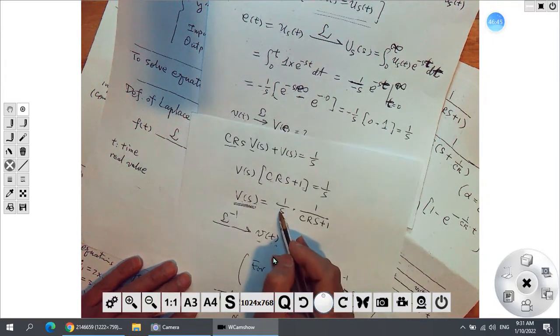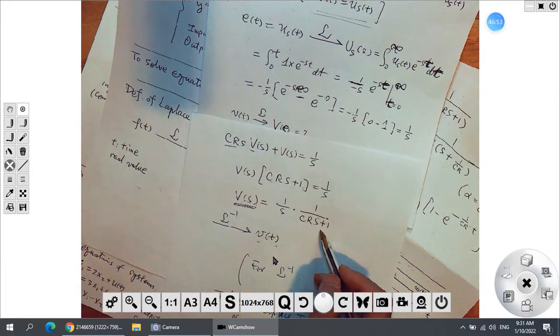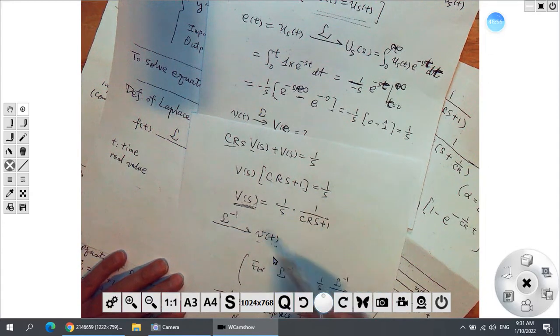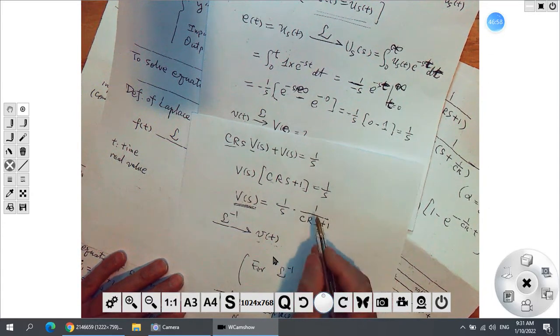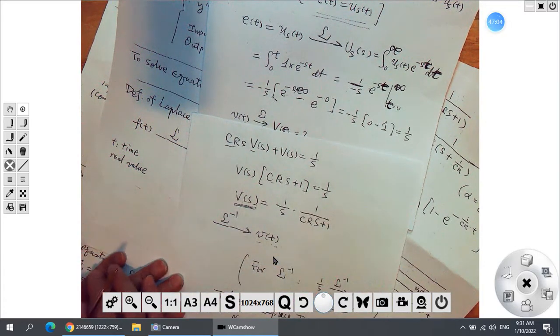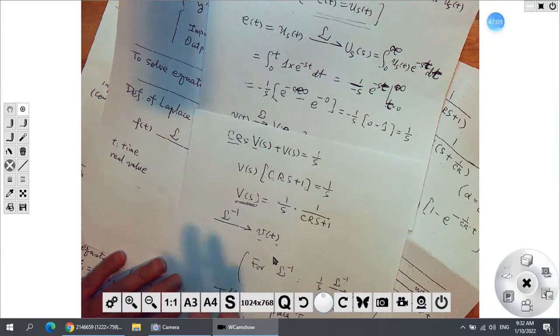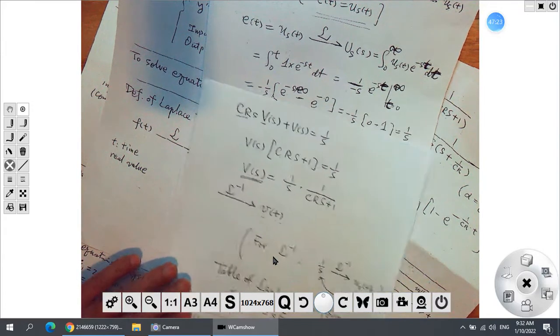You go to the table and try to find this one. If you can find it, then you can have the solution just based on the table. But sometimes maybe you cannot. Then you need to make some change so that you can find it in the table. That means you try to rewrite this as a combination of some simple parts, and each part is listed in the table. Then you can solve it. That's the basic idea of how to solve a system.